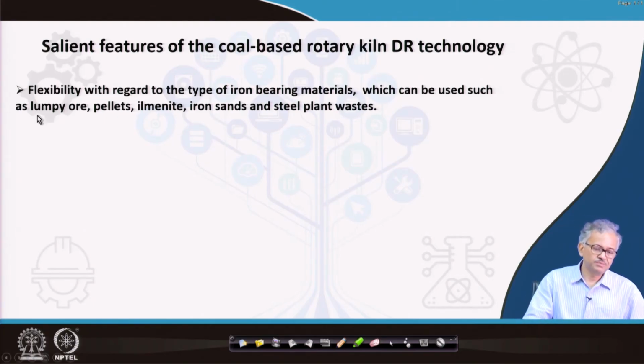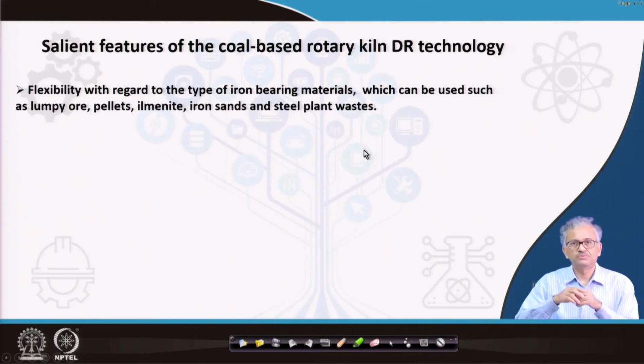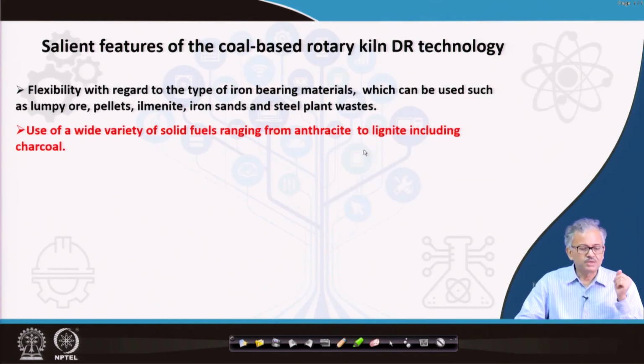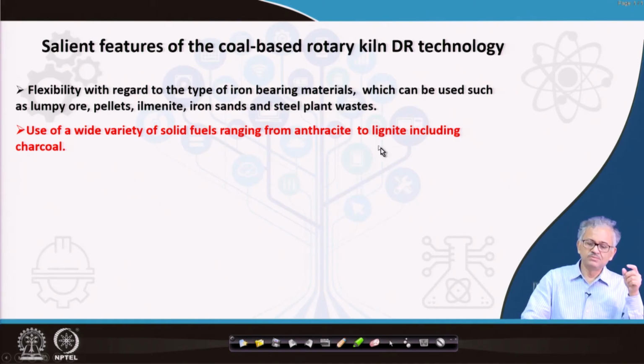Now some of the salient features of the coal based rotary kiln DR process. One thing is flexibility with regard to the type of iron bearing material. Flexibility is there: you can use lump ore, you can use pellets, you can directly use low grade iron ore, ilmenite, iron sands, and the steel plant waste also, in agglomerated form obviously. So there is flexibility with reference to the iron bearing material.